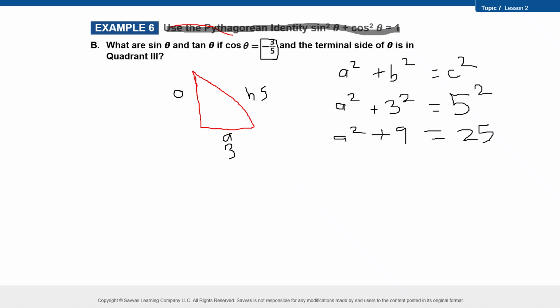So from there, I subtract 9 from both sides, so a squared is 16. If I square root both sides, a is going to be 4. So I'm going to call my opposite side 4. So I got 4, 3, and 5.